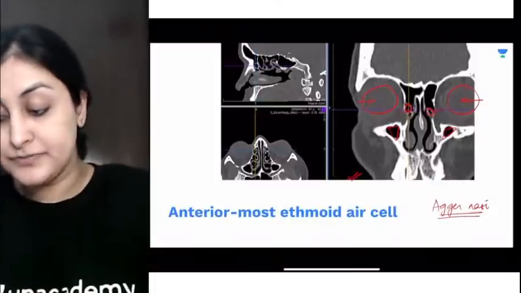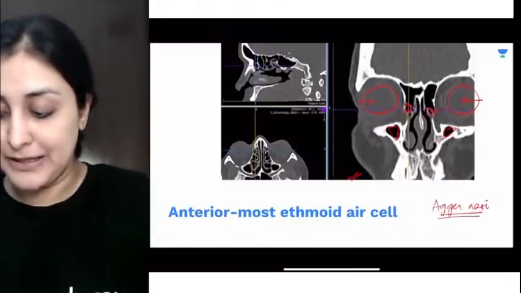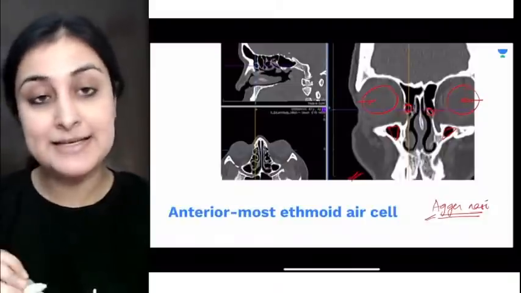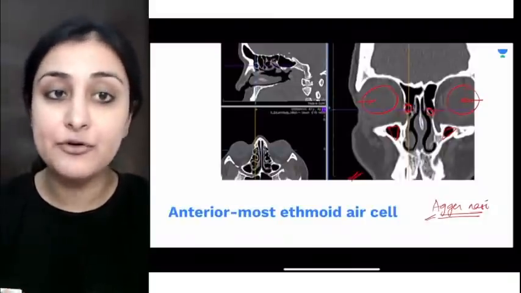Huh? Yeah, beta 2 microglobulin, multiple myeloma. सो अगेन somebody saying Haller, यही मुझे बताना था कि एंटीरियर, A for anterior, A for agger nasi.